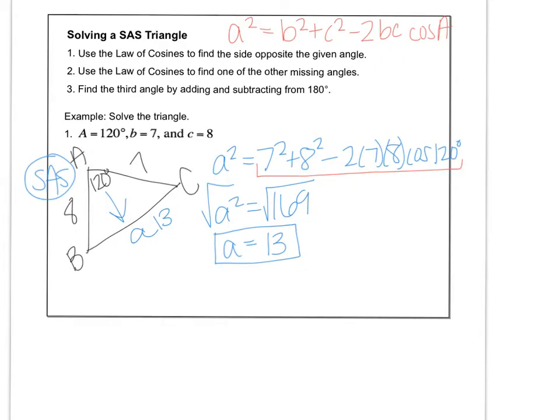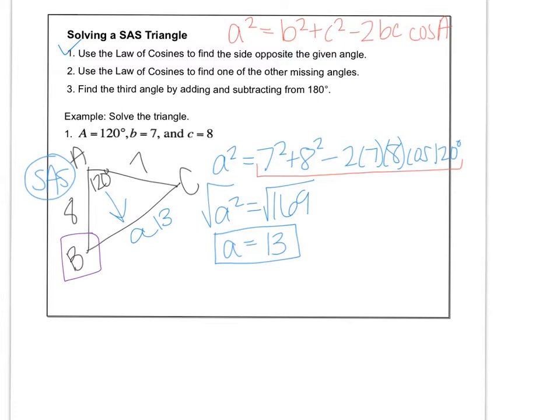Alright, so that completes step 1. We used law of cosines to find the side opposite the angle. Step 2 is to find one of the other angles by using law of cosines again. So you can pick which one you want to start with, it doesn't matter. I'm going to try and find B.